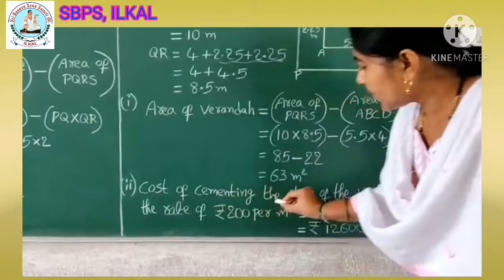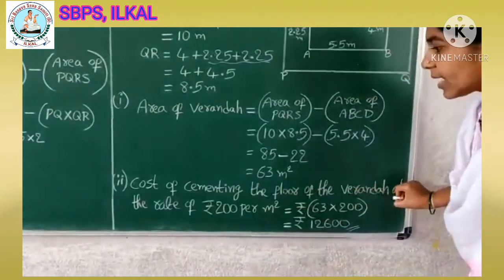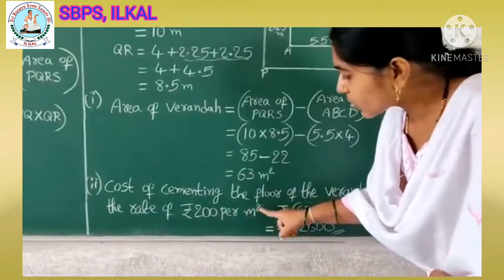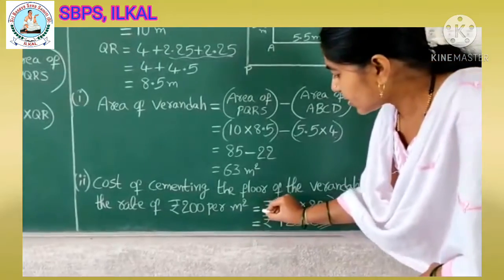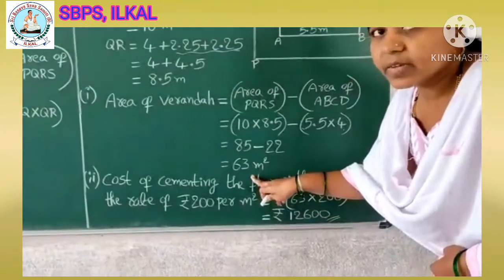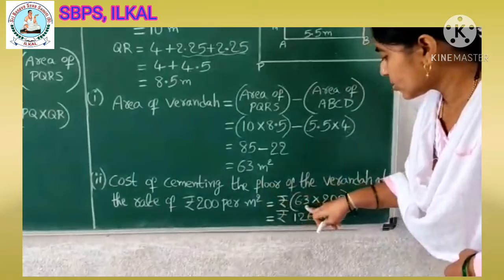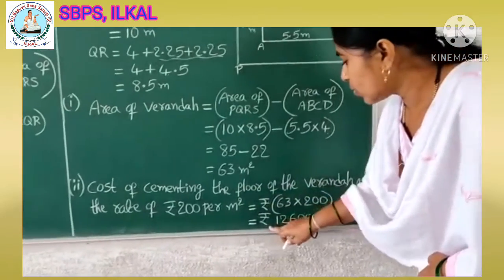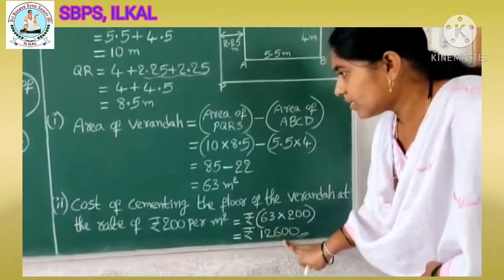Next, cost of cementing the floor of the veranda at the rate of rupees 200 per square meter, which is equal to rupees. Already you got area of the veranda 63 children. Then 63 into 200, which is equal to rupees 12,600.